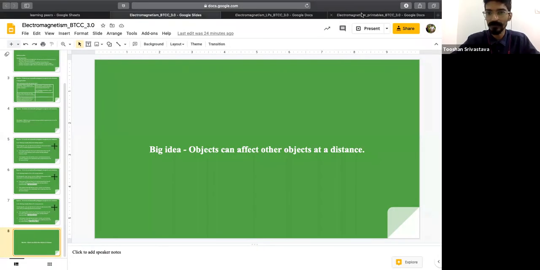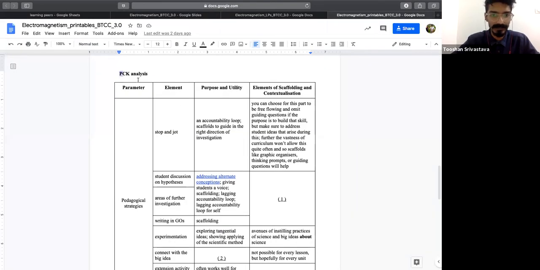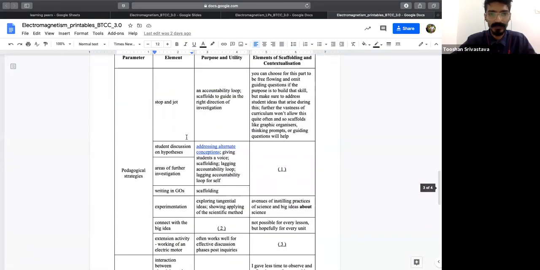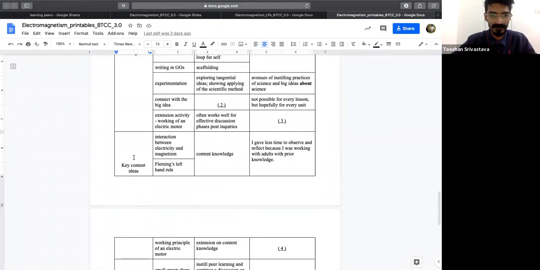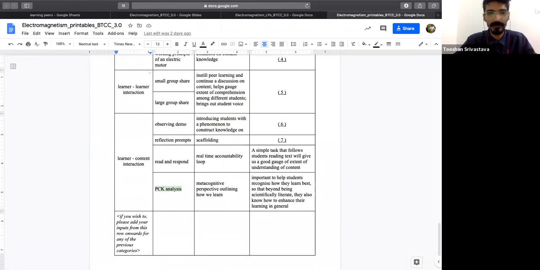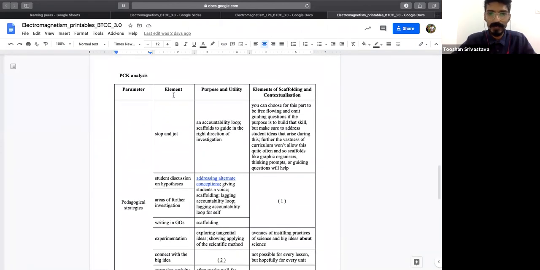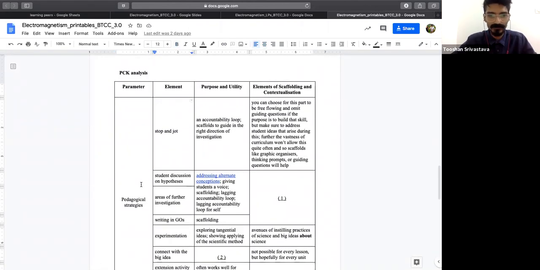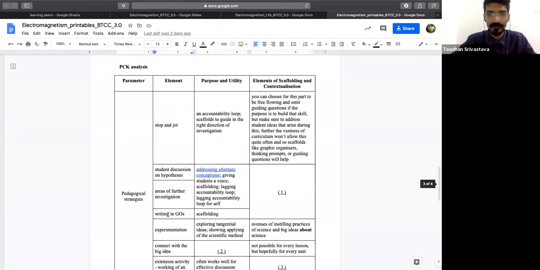To help you with this, there is one resource at the end of your printable or at the end of your worksheet, which is called a PCK analysis. In this, I've taken 4 parameters: pedagogical strategies, key content ideas, the last 2 basically coming from what people have entered in the advanced task for week 1. A lot of people wanted to know about learner-learner interaction and learner-content interaction. So those are 2 things I've added as well. And across these, I've mapped what the element of the pedagogical strategy was, what the element of learner-learner interaction was, what are the purpose and utility of these, and then elements of scaffolding and contextualization.